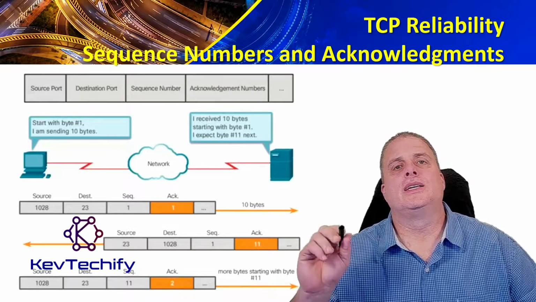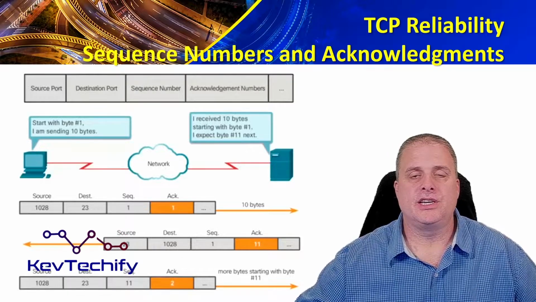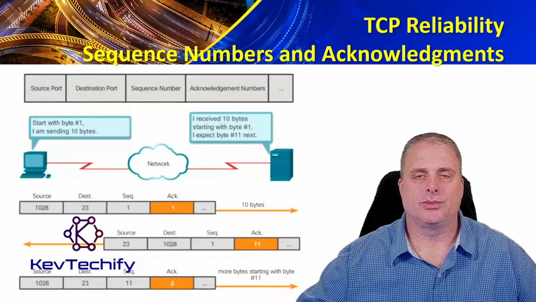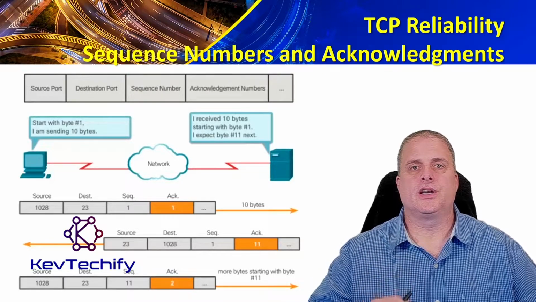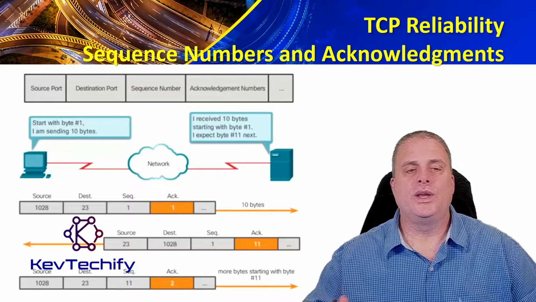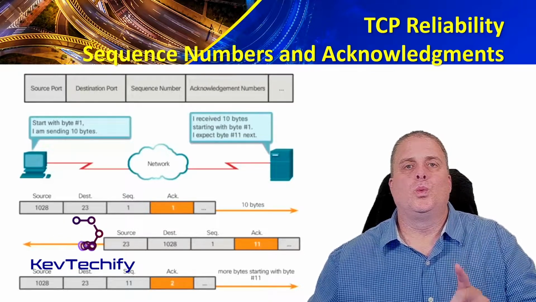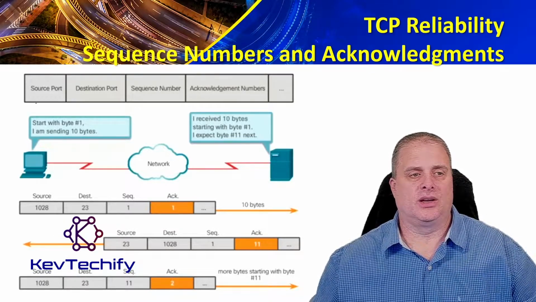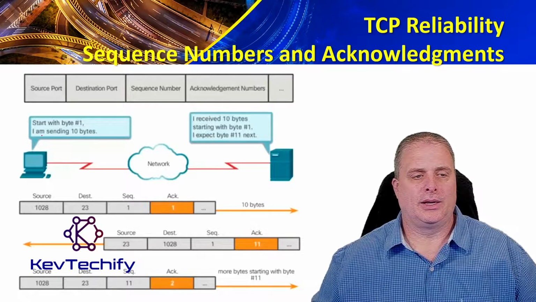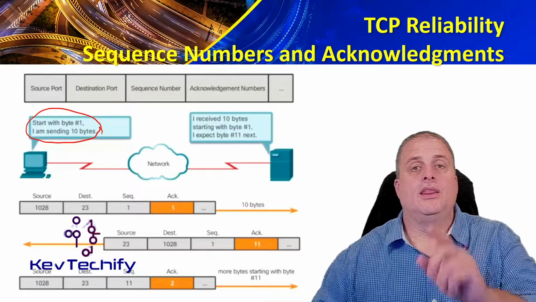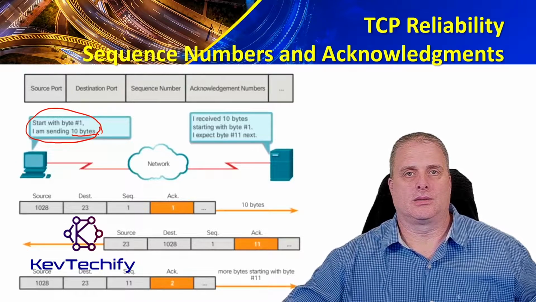As the sending host sends bytes of data in TCP segments, the receiving host returns acknowledgments as it processes bytes received and frees up its buffers. We can see this depicted in this graphic. Let's start by reading the message sent by the sending host. That's right here. Start with byte number 1. I am sending 10 bytes. In this scenario, those 10 bytes right here, that's the window size.